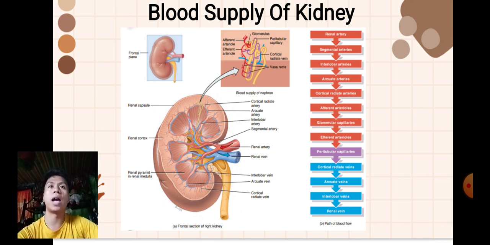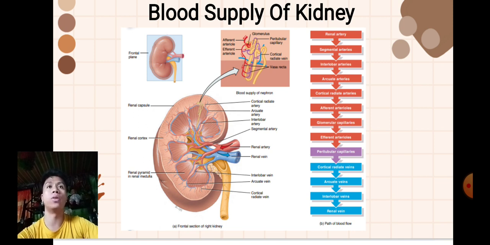When we say afferent, "af" means toward and "ferent" means to carry. Each nephron receives one afferent arteriole, which divides into a bowl-shaped capillary network called the glomerulus. Glomerulus means a little bowl. In plural, we call it glomeruli.